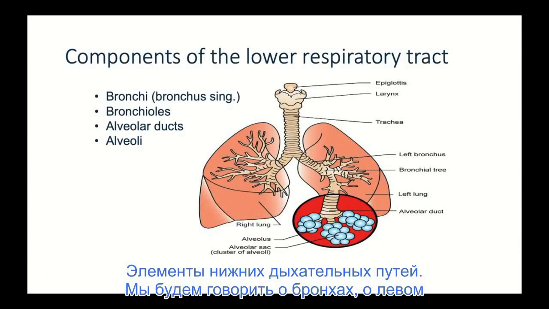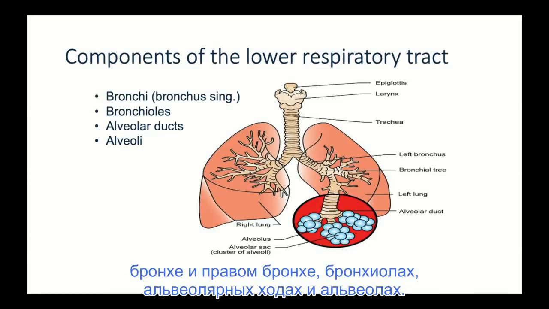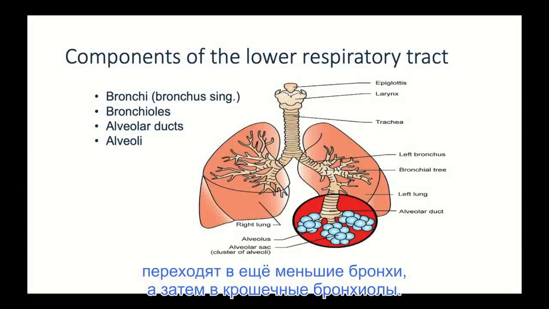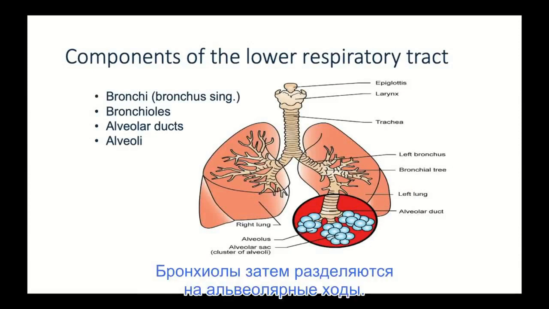Components of the lower respiratory tract: we'll talk about the bronchi, which, if we're talking about one bronchus, the left or right bronchus, bronchus is the singular term. Bronchioles, alveolar ducts, and alveoli. Essentially, each bronchus divides into smaller bronchi, which divide into even smaller bronchi, and then tiny little bronchioles. The bronchioles then subdivide into alveolar ducts.